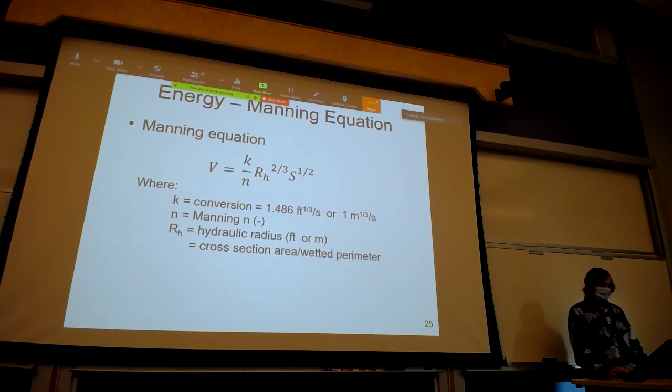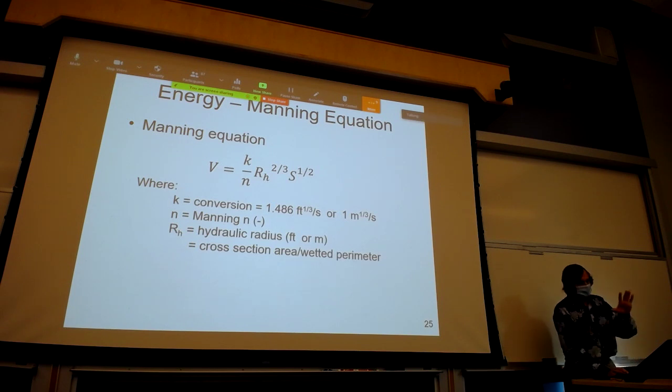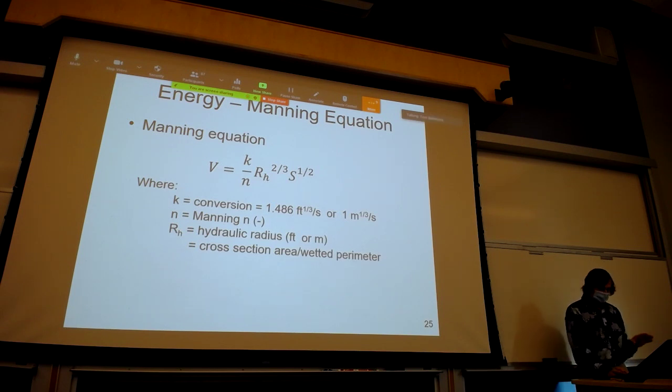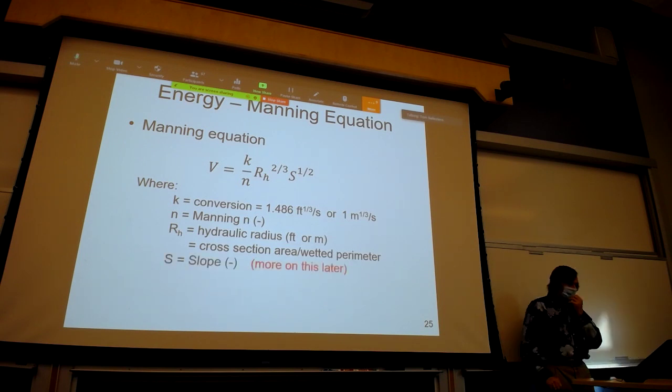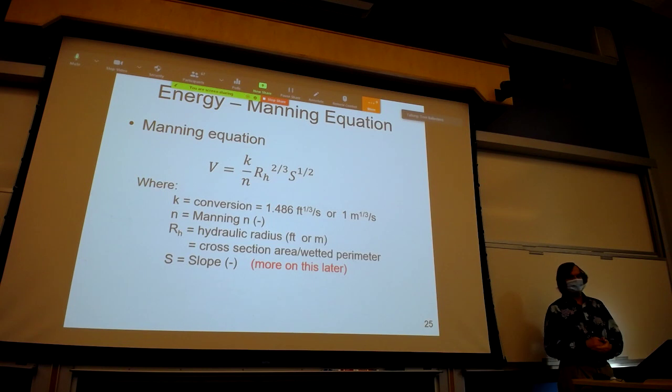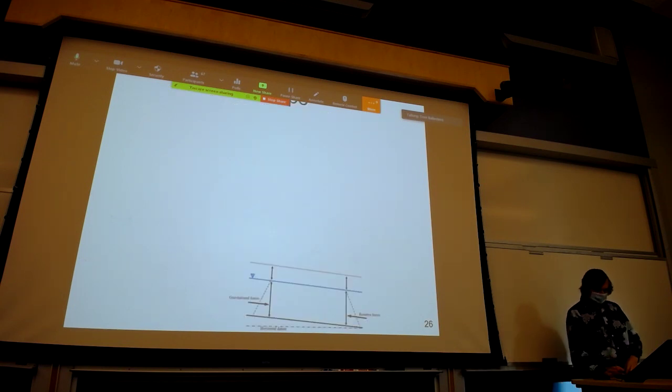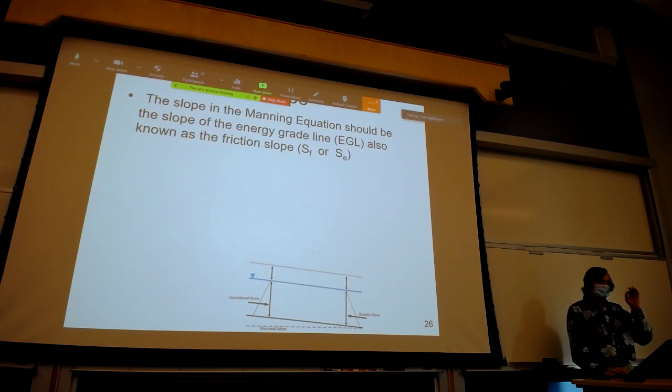So, the energy equation is built around the Manning equation for open channel flow. And what I mean by that is the friction losses are built into the Manning equation. This is the exact same slide I presented to you before. And on that slide, I said I was going to talk about slope later, and now is later. So, the slope of the Manning equation should always be the slope of the energy grade line. That's what I mentioned to you before.